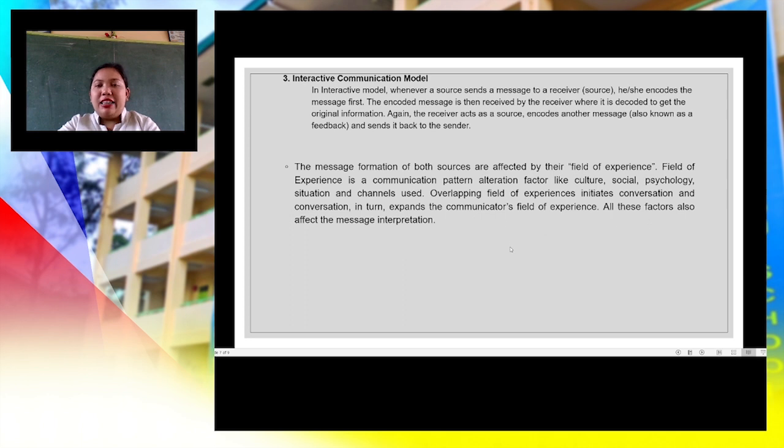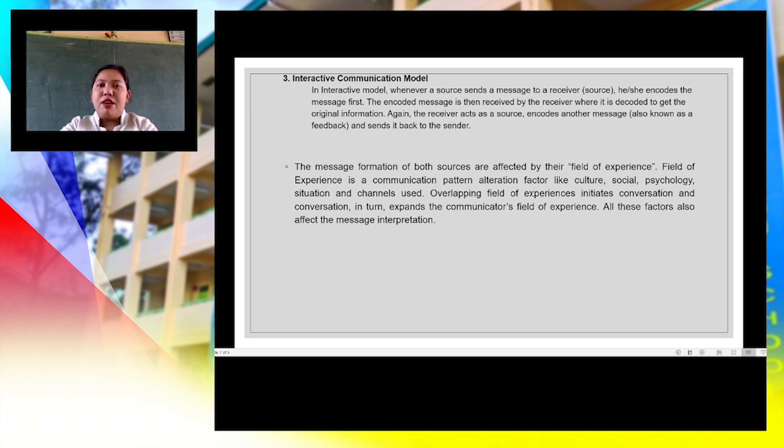Next is the interactive communication model. In this type, whenever a source sends a message to a receiver, he or she encodes the message first. The encoded message is then received by the receiver, where it is decoded to get the original information. Again, the receiver acts as a source, encodes another message, also known as feedback, and then sends it back to the sender. The message formation of both sources is affected by the so-called field of experience.